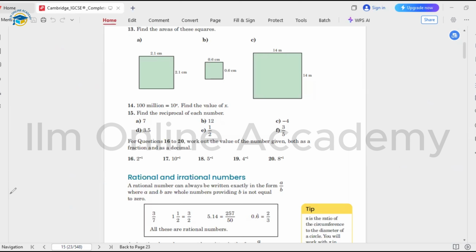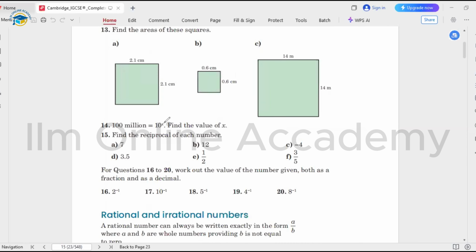Moving towards the next, part 14. In this part, what they gave is that 100 million is equal to 10 raised to the power x, which means the power x is missing. So we need to find out the value of x over here. For question number 14, first of all, we will represent the left hand side in the form of power. They gave us 100 million, and that is equal to 10 raised to the power x. We need to find out the value of x.